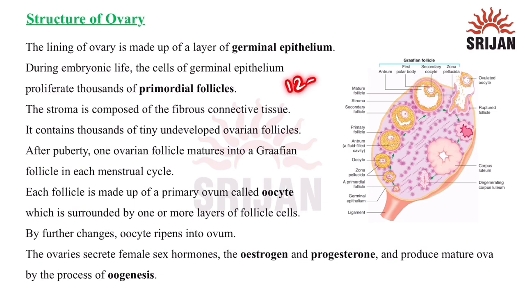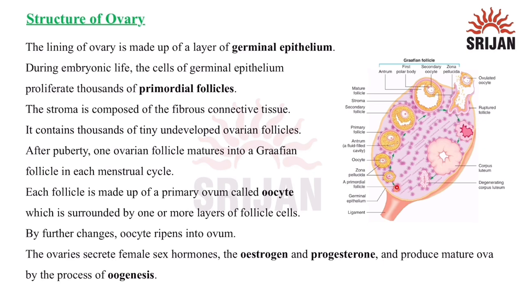At the age of 12 to 14 in a female, this process occurs. Each follicle is made up of a primary ovum, which is known as the oocyte, surrounded by one or more layers of follicle cells. By further changes, the oocyte ripens into an ovum. Always remember one thing, that the ovaries secrete female sex hormones. Like in males, the interstitial cells secrete testosterone, over here the ovaries themselves secrete estrogen and progesterone. They produce mature ova by the process of oogenesis.